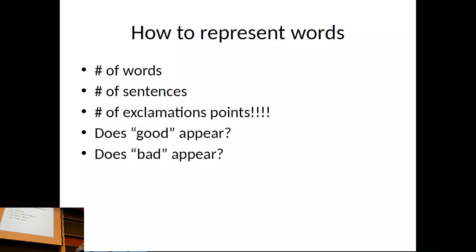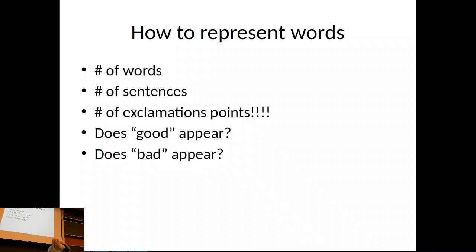But if they thought it was the best thing ever, they might use lots of exclamation points. If they thought it was the worst thing ever, they'd probably use lots of exclamation points. So there's information in a review that contains lots of exclamation points. We could also just naively say, does it contain the word good? Or does it contain the word bad? And that's probably pretty correlated with how good the review is, and so that's quite a good thing.